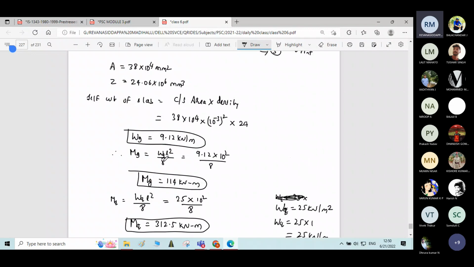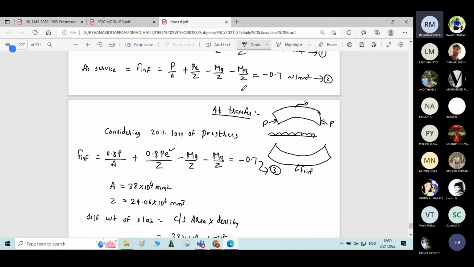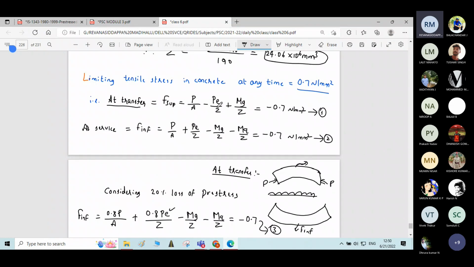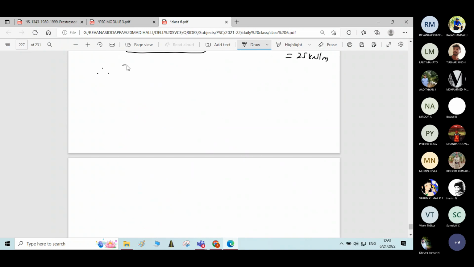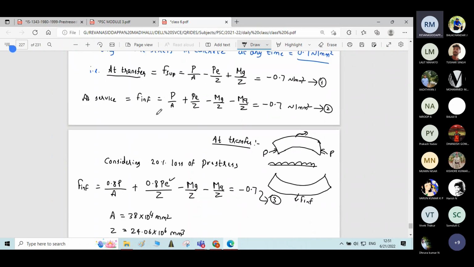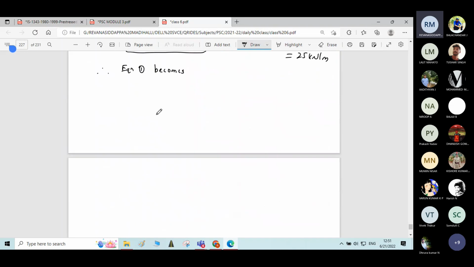Now we got Mg, Mq, we got section modulus, area of cross section is known. Just substitute everything in equation 1 and equation 3. First, you substitute in equation 1. Equation 1 becomes: substitute everything, f superior, P by A.